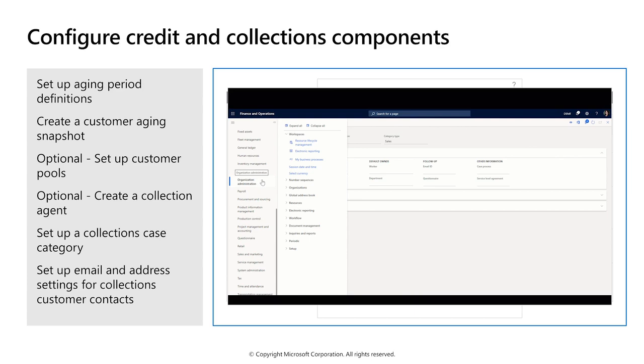Set up a collection case category. If we plan to use cases to organize our collection work, set up a case category that has the collection category type. Go to Organization administration, Setup, Case categories to create collection case categories. This setup is required only if we want to use the case functionality in credit and collections.